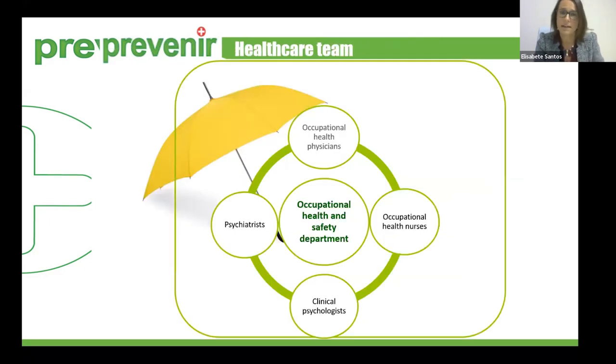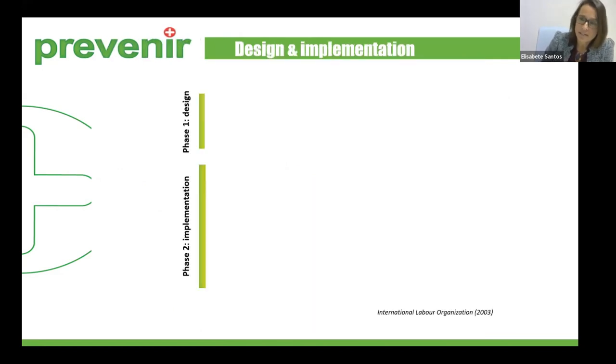The healthcare team: this program is under the umbrella of the occupational health and safety department. So our team integrates occupational health physicians, occupational health nurses, clinical psychologists, and psychiatrists. And they are the ones that provide treatment to workers with substance misuse. And now I would like to share some information about design and implementation.